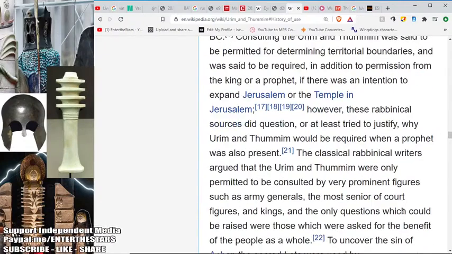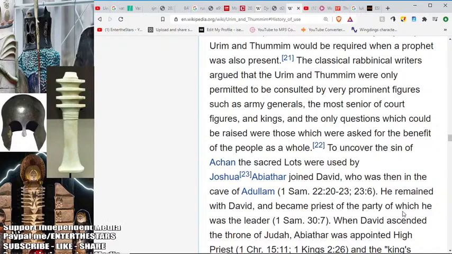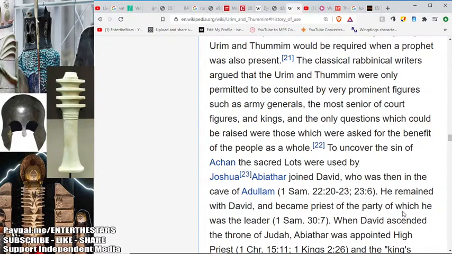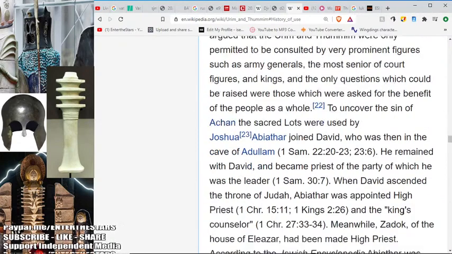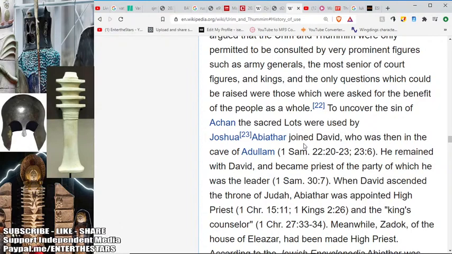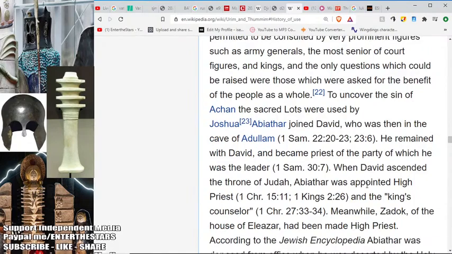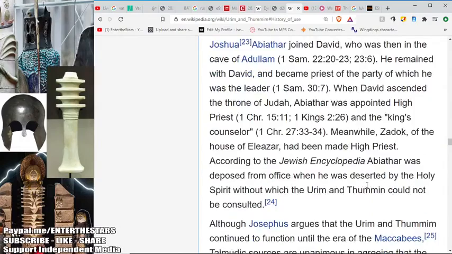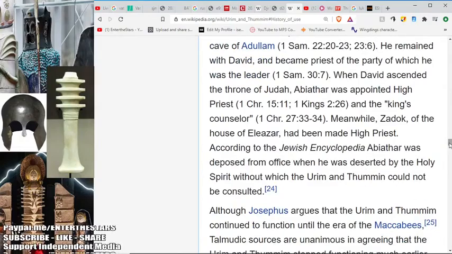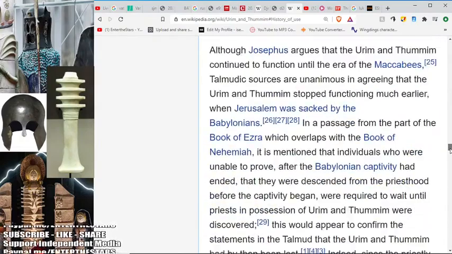So they would cast these, and there are some biblical passages here. They would cast them on the ground to uncover the sin of Achan. The sacred lots were used by Joshua. Abiathar joined David, who was then in the cave of Adullam. He remained with David and became priest of the party of which he was the leader. When David ascended to the throne of Judah, Abiathar was appointed high priest. So how did they use these Urim and Thummim? Let's get into that.